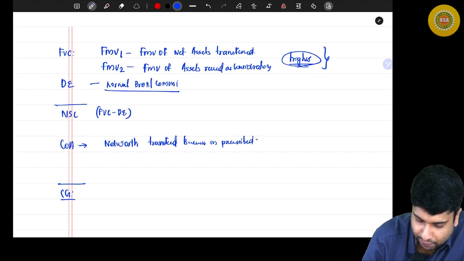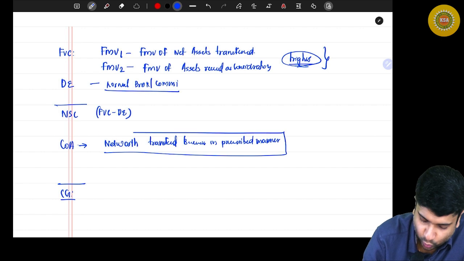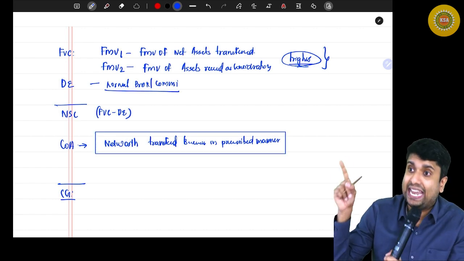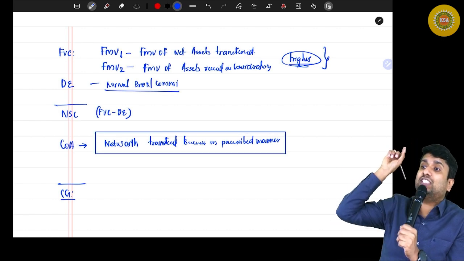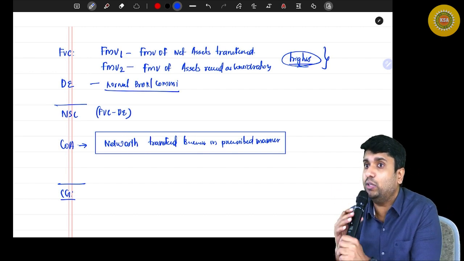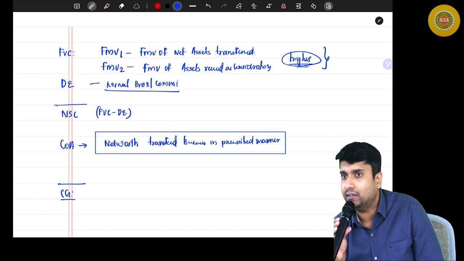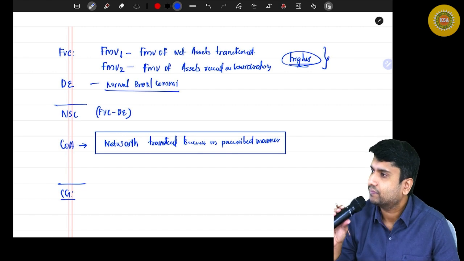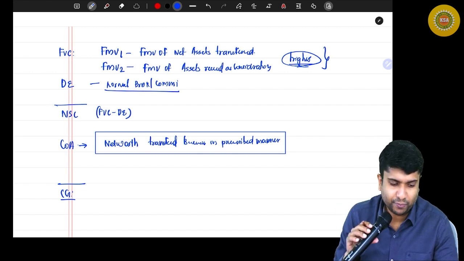In prescribed manner. For the cost of acquisition, you do one thing. You compute the net worth of the transferred business in prescribed manner. Are you all with me? What is net worth? What do you mean by net worth?